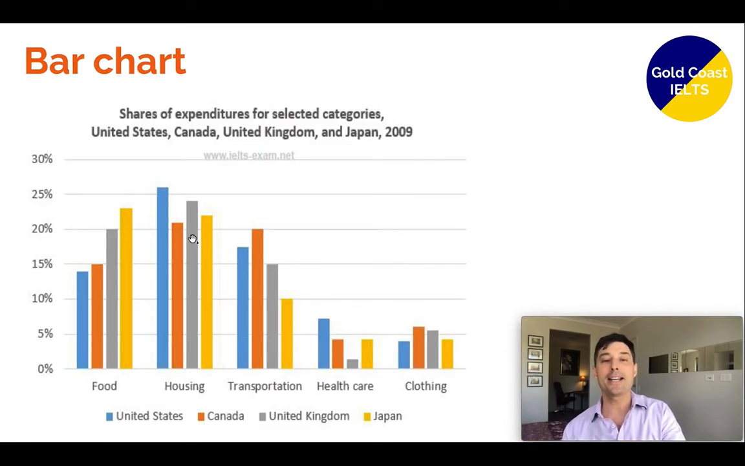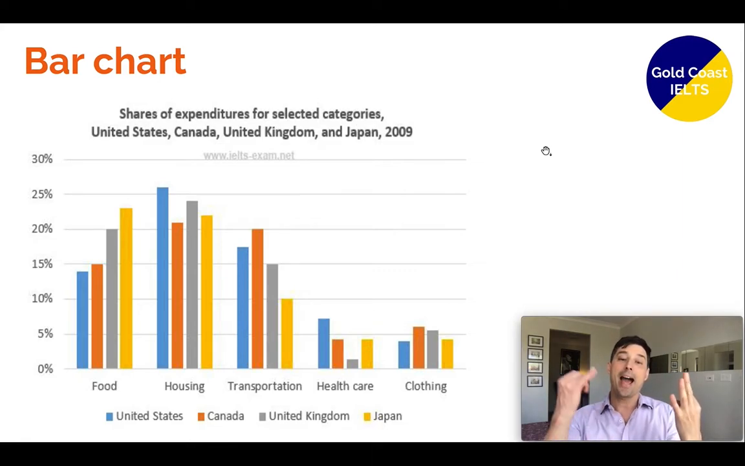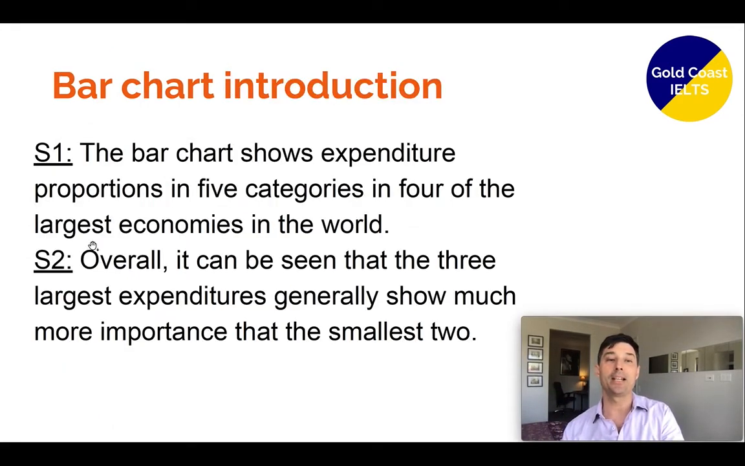Okay, next one, here's a bar chart. So if I look at this bar chart, the first thing I see is food, housing, transportation. These are pretty big expenditures. Healthcare, clothing, these are pretty small expenditures. So I would say something like, overall, it can be seen that the three largest expenditures generally show much more importance than the smallest two.